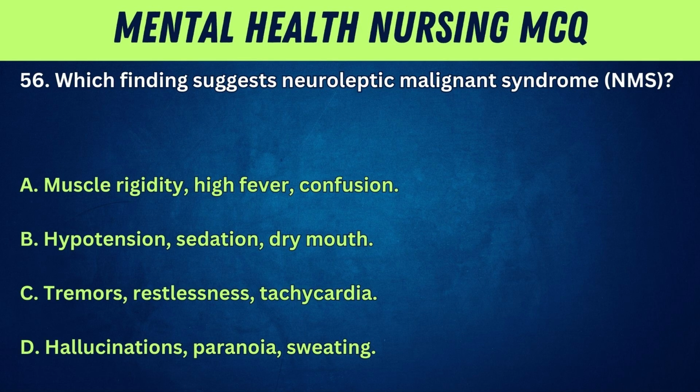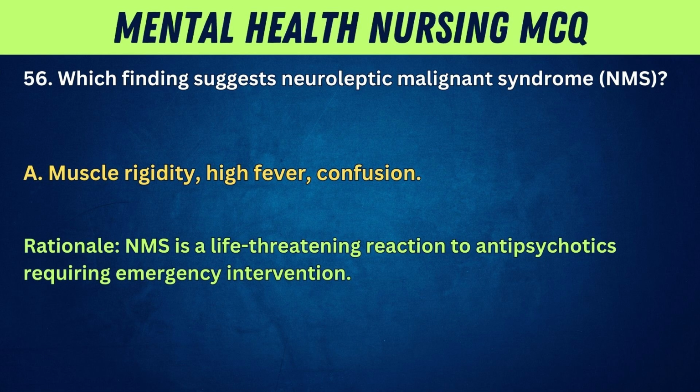56. Which finding suggests neuroleptic malignant syndrome, NMS? A. Muscle rigidity, high fever, confusion. B. Hypotension, sedation, dry mouth. C. Tremors, restlessness, tachycardia. D. Hallucinations, paranoia, sweating. Answer: A. Muscle rigidity, high fever, confusion. Rationale: NMS is a life-threatening reaction to antipsychotics requiring emergency intervention.